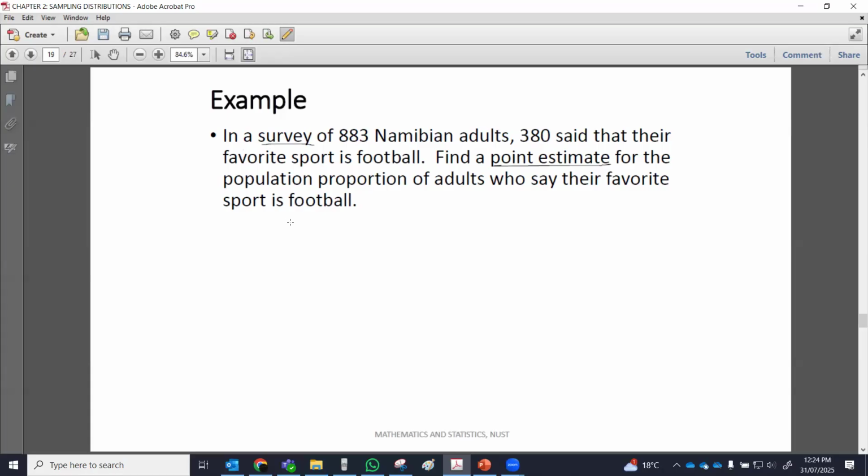As always, we need to write down the information that we are given. So N is equal to 883, and R is equal to 380. To find the point estimate of the population proportion, we use P. Sometimes we'll have a hat on top, P hat or P bar. This is equal to R over N. We just see how many in our sample say they enjoy football. So it's 380 divided by 883.